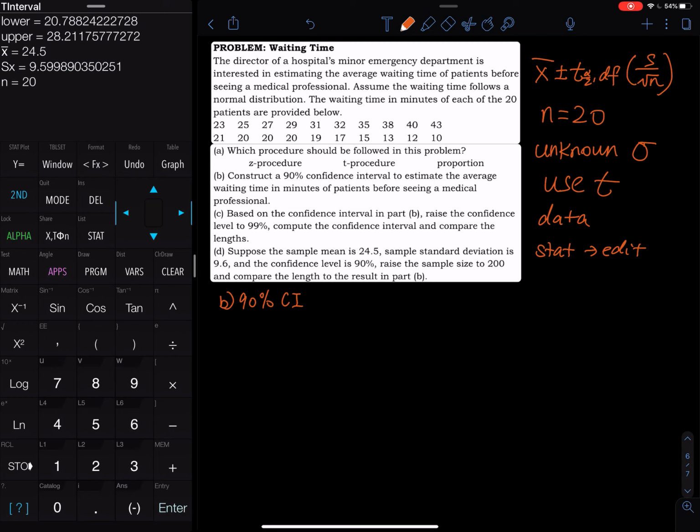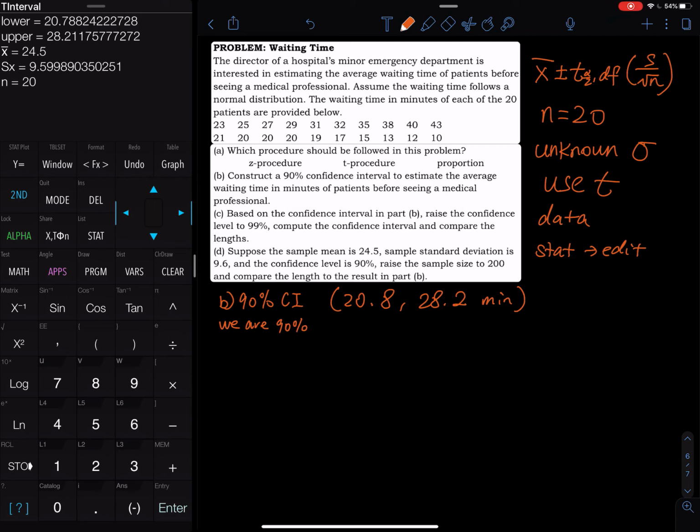For this one, let's round the number to 1 decimal place. That will be 20.8 comma 28.2. The unit is minutes. So that means we are 90% confident that the patient has to wait around 20 to 28 minutes before seeing a doctor.